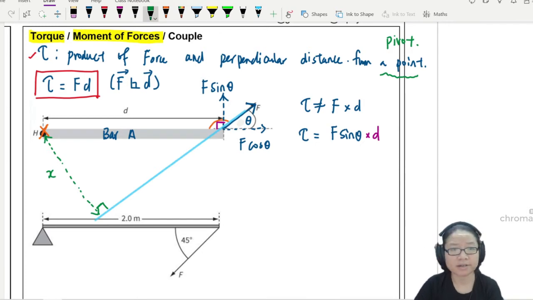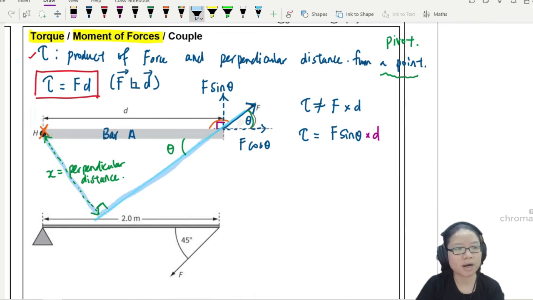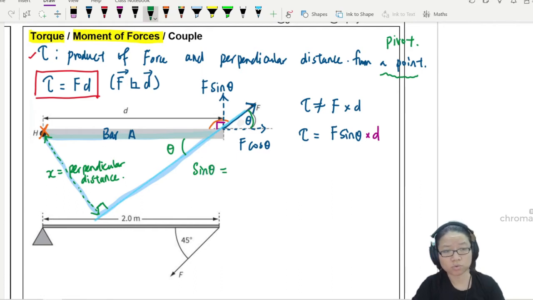So if we do alternate angles, theta is here. I transfer over, theta is here. So this now becomes my perpendicular distance. I can obviously find X in terms of D. Okay, so from this right angle triangle, see the right angle triangle here, and the whole length of the bar is D, right? So I can say sine theta is equal to opposite, which is X, over the hypotenuse, which is the length of the bar. Teacher, conspiracy. X is D sine theta.